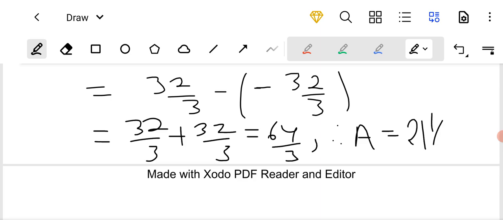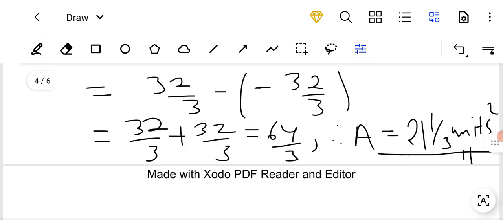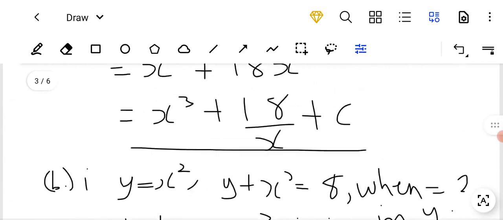21 remainder 1 over 3 units squared, and this would be your final answer. So take note, that's 1 over 3 units squared. That is supposed to be your answer.